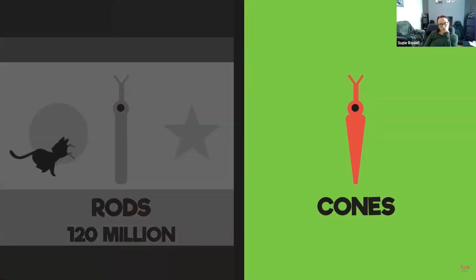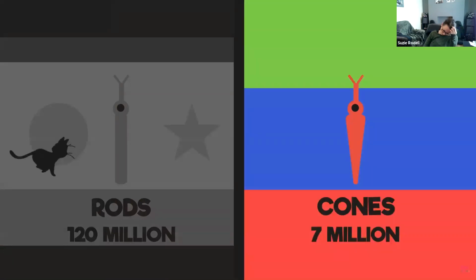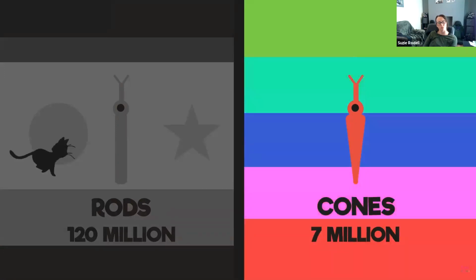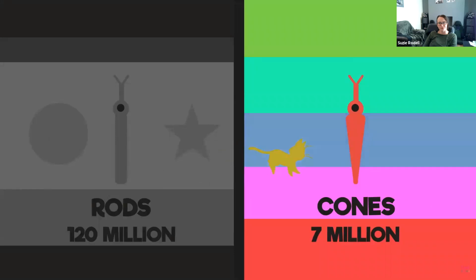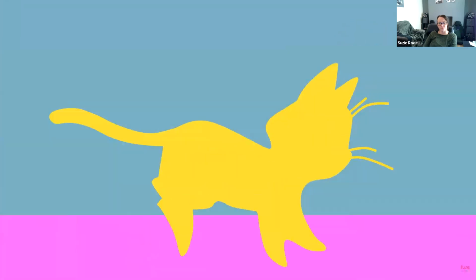rods. Our 7 million cone cells specifically allow us to see color. Although these cells can only differentiate between red, green, and blue, they all work together so we can see hundreds of different shades of color. In general, the more cones per unit area of the retina, the finer the detail that can be seen.